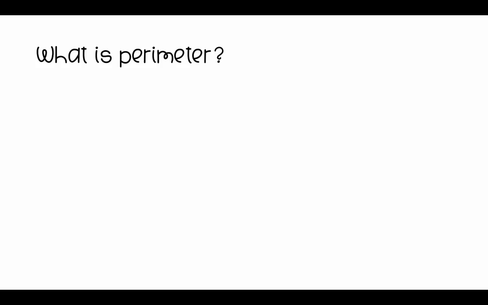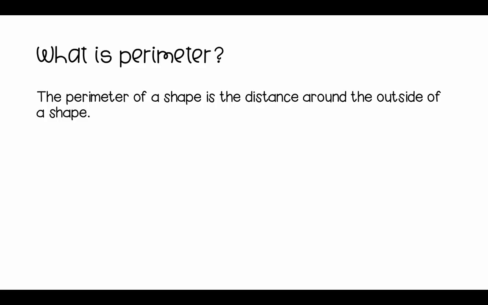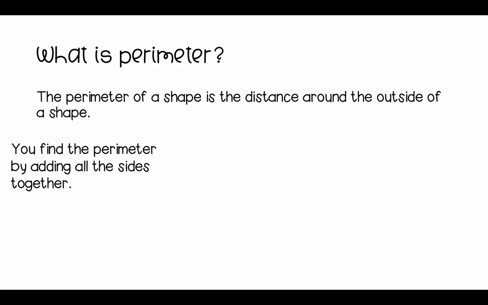In today's lesson, we are going to jump into perimeter, looking at perimeter and also looking at how to calculate perimeter. Let's just jump straight in. So what is perimeter? What is the perimeter of something? The perimeter of a shape is the distance around the outside of that shape, okay? So you find the perimeter by adding all the sides together.